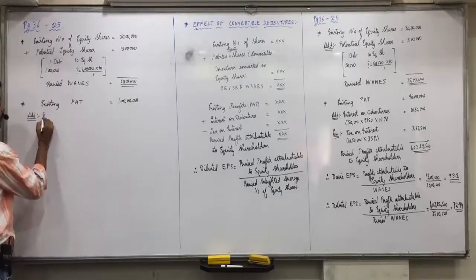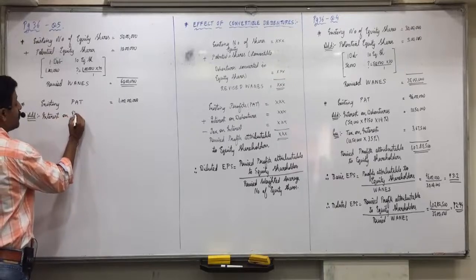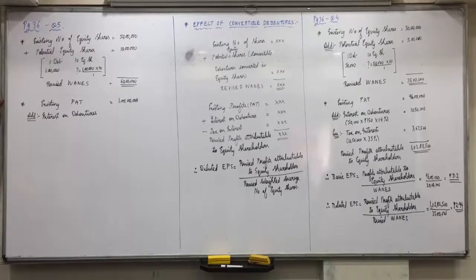Further, we'll add interest on debentures. How will you count that? Then what were you doing in the previous question? Just copying it. Read the information of debentures. Question number 5. Read the information loudly. 1 lakh 12% debentures of rupees 100 each. So how will you count interest on debentures?